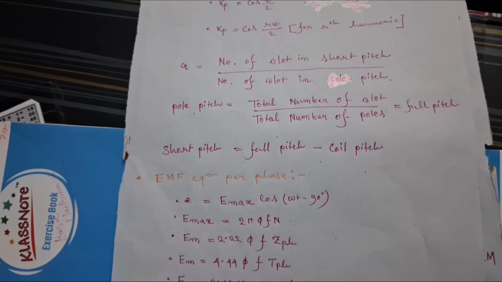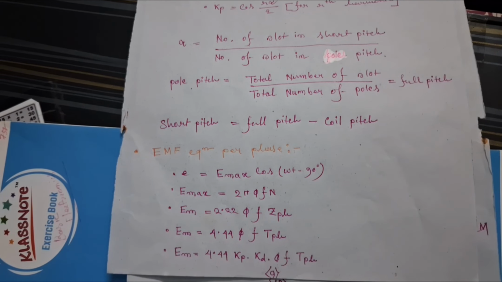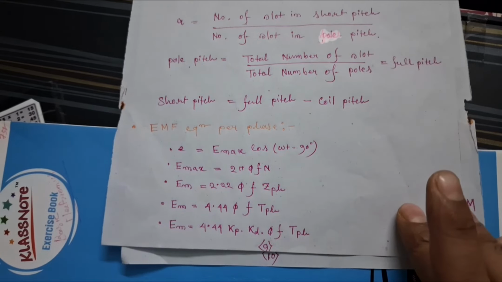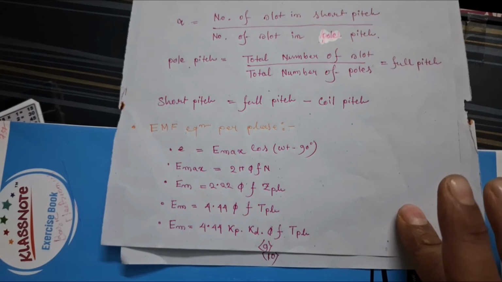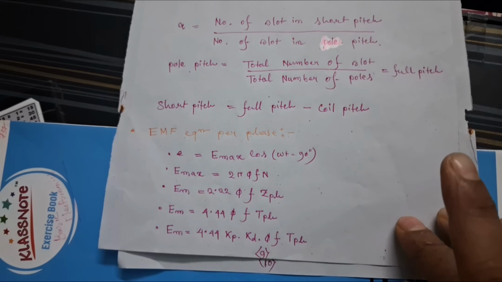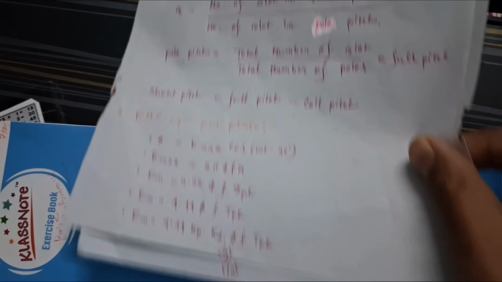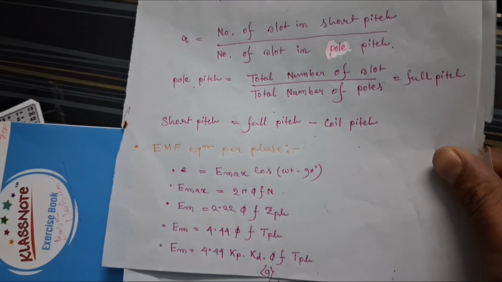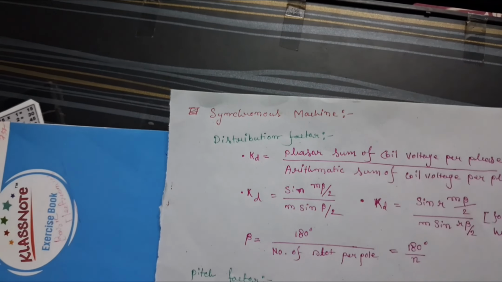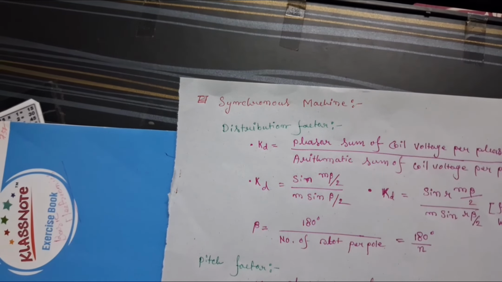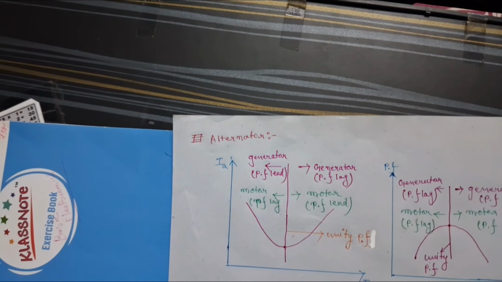Also E m equal to 4.44 phi f T phase. Here T phase is number of turns per phase. Also E m equal to 4.44 Kp into Kd into phi into f into T phase. Here Kp is pitch factor, Kd is the distribution factor, phi is flux, f is frequency and T phase is number of turns per phase. This above formula is also applicable for DC generator.